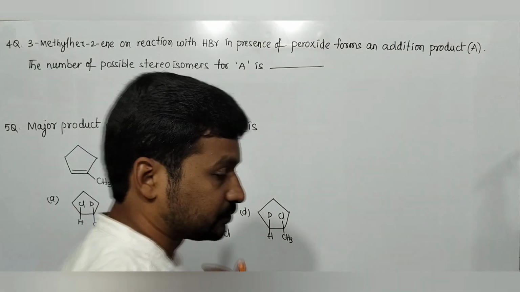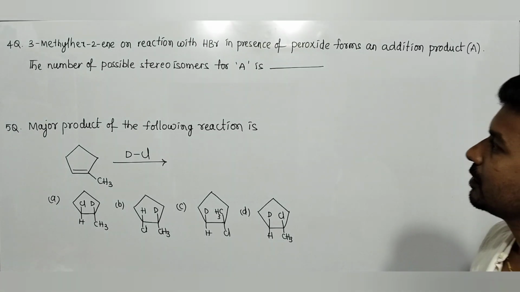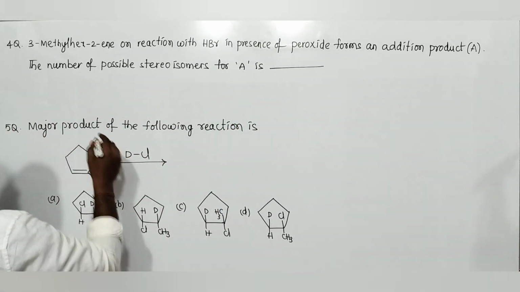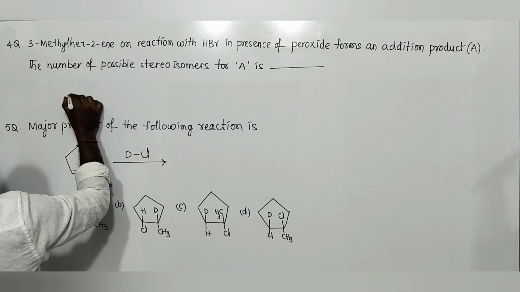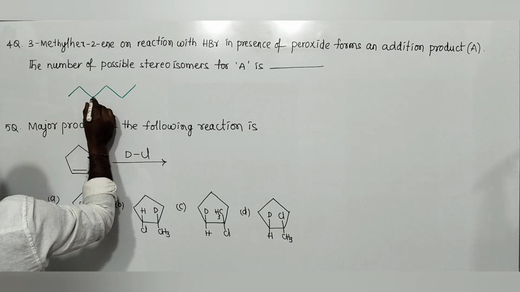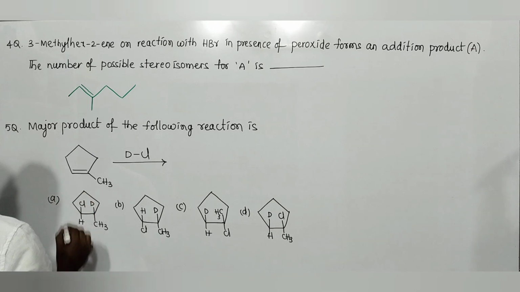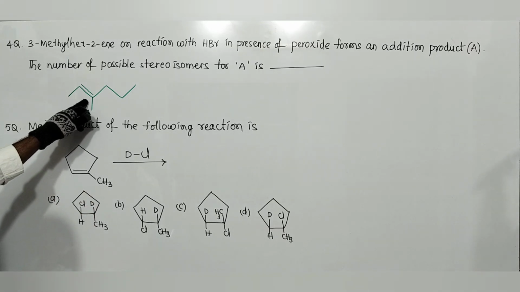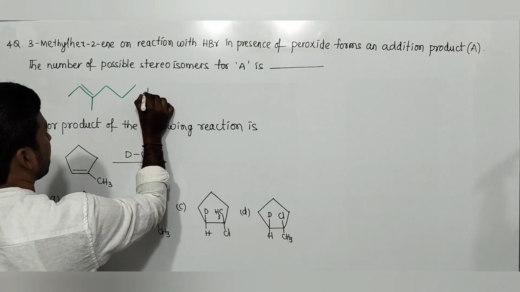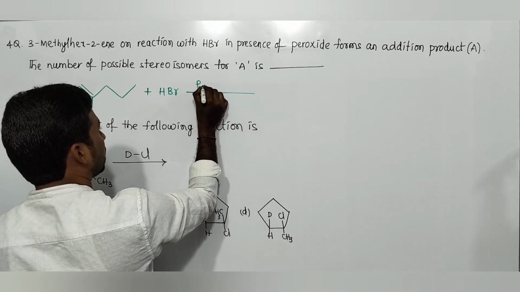Right. See these questions, a JEE Mains question. 3-methylhex-2-ene on reaction with hydrogen bromide in presence of peroxide. So this is hex: 1, 2, 3, 4, 5, 6. Third position methyl, and second position double bond. This is 3-methylhex-2-ene, on reaction with HBr in presence of peroxide.